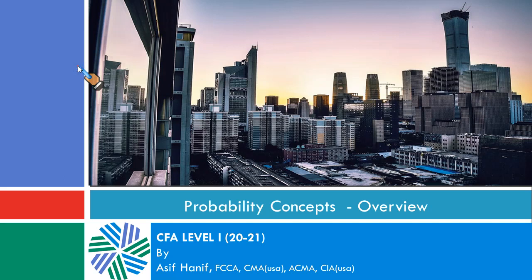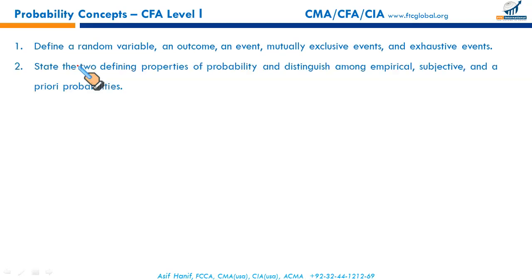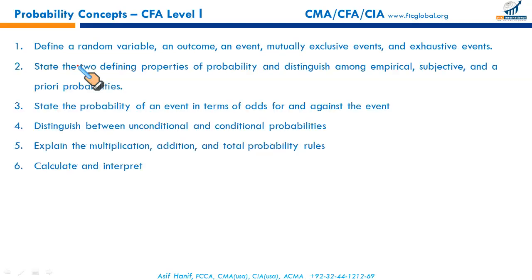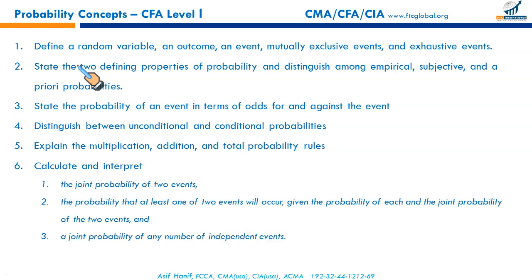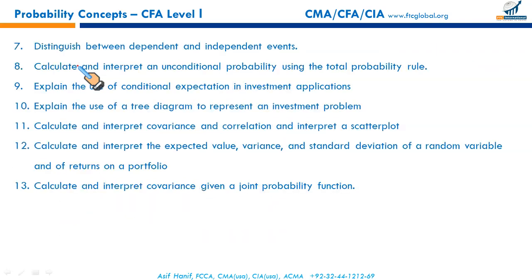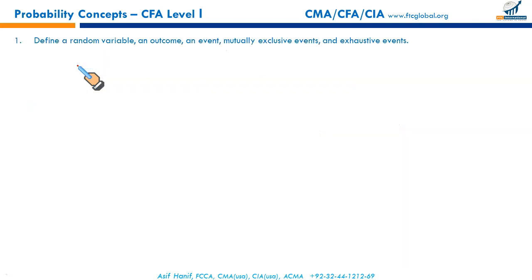Your next reading is Probability Concepts, Overview. These are all the learning outcome statements in this reading, and we will briefly cover them one by one. Starting first with: define a random variable, an outcome, an event, mutually exclusive events, and exhaustive events.